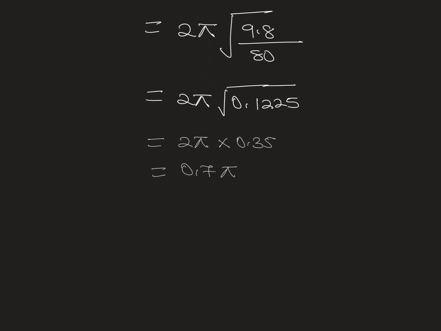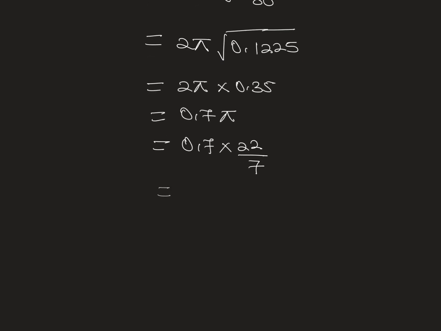But if we want to substitute the value of pi as 22/7, we multiply that by 22/7, which means we will have the period as 2.2 seconds. So that is the period. It is 2.2 seconds.